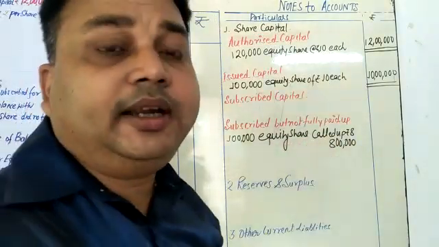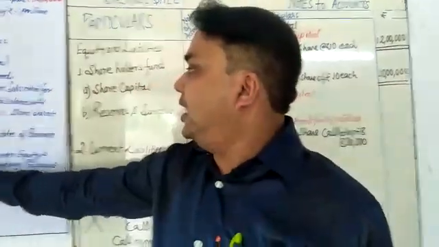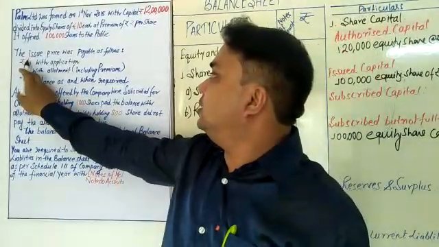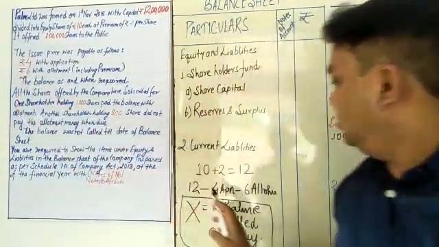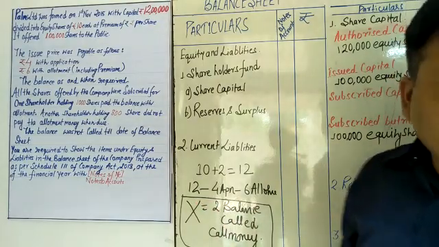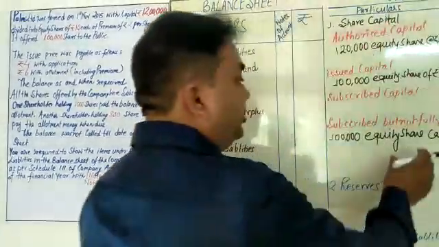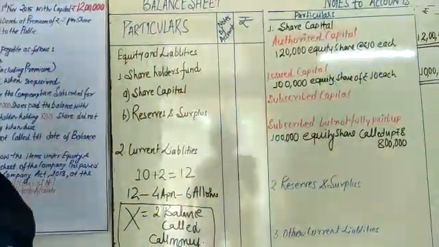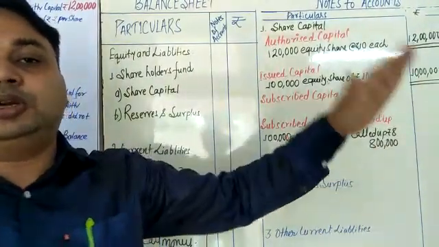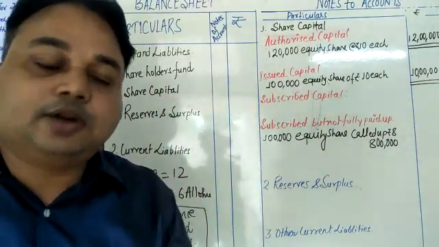So how to calculate 8 rupees? In this question it is already mentioned that the balance was not called till the due date. So how do you calculate the balance? 6 plus 4 minus 12 is equal to 2 rupees. So it means the company will collect only 8 lakh rupees due to the 8 rupees called up. Total number of shares is 1 lakh and each share called up is 8 rupees.